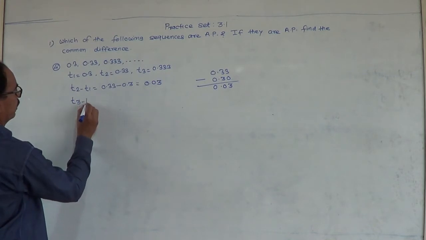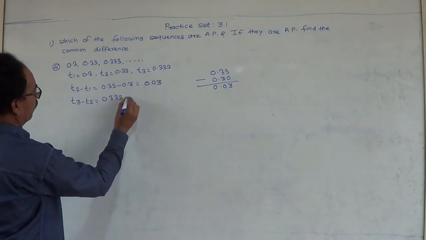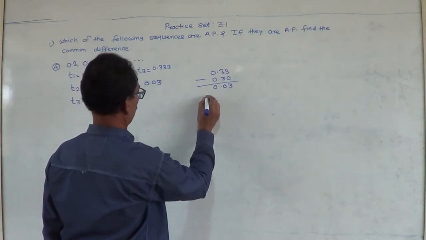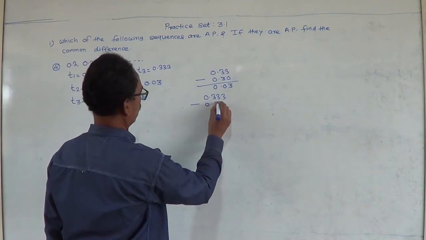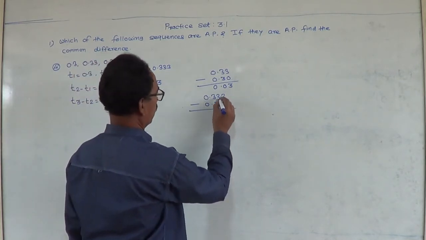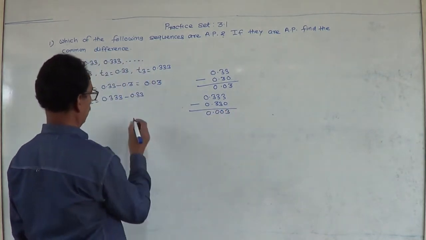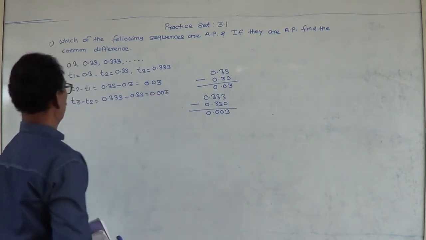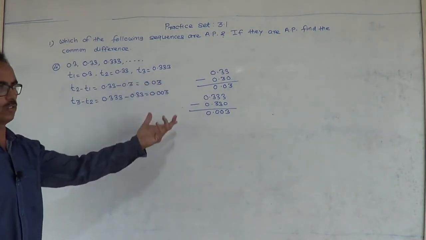Then take the difference between T3 and T2. Here T3 minus T2, where T3 is 0.333 minus 0.33. Here 3 minus 0 is 3, 3 minus 3 is 0, 0, and the answer will be 0.003. Here clearly we can see that the difference between two consecutive terms is not constant.